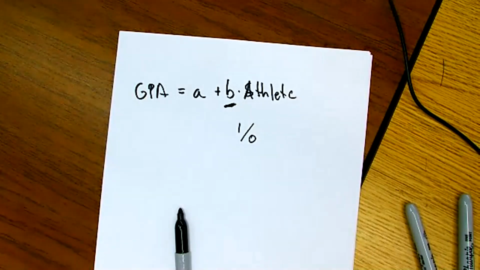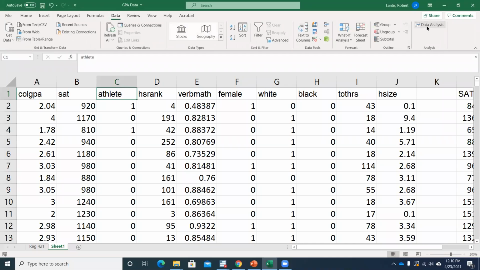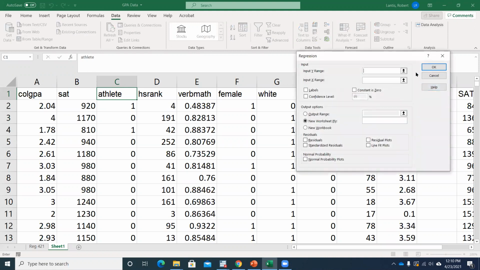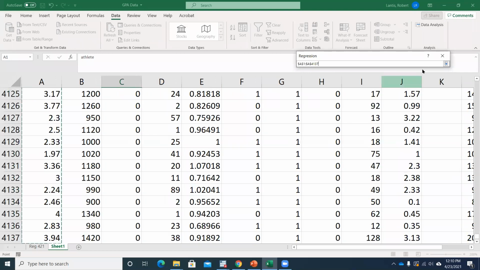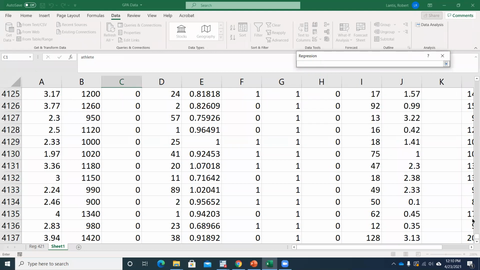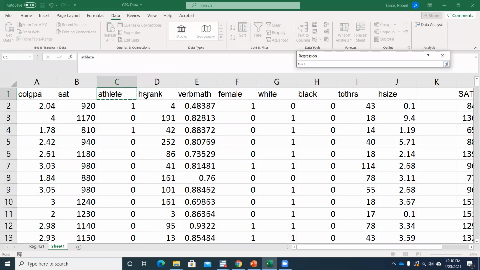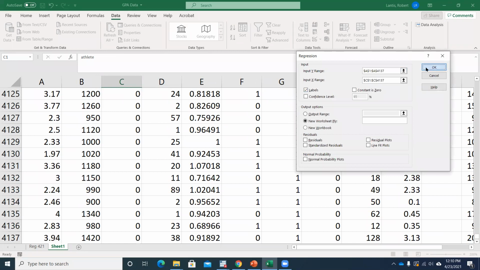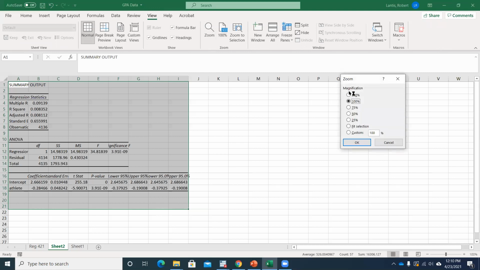So I'm going to go to my data tab, go to data analysis, and move down here to regression. My Y variable is college GPAs. That's my left-hand side variable. Control Shift or Command Shift on a Mac and hit the down arrow to quickly select that. And then my X variable, go up here, is being a student athlete. So I'm going to select that variable. I selected the labels, I hit OK. I get my regression output. I'm going to zoom in so we can see it.